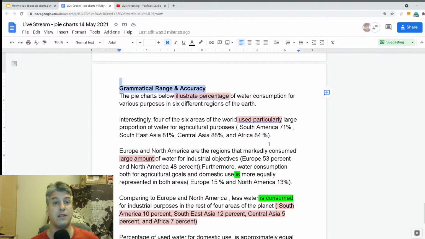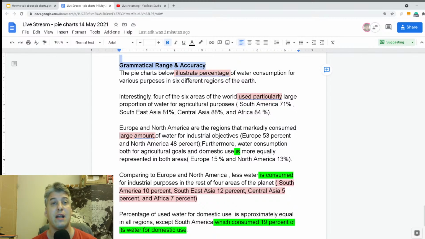Yeah. Okay, so moving on to the next paragraph here. So there's one big grammatical mistake here. "So Europe and North America are the regions that markedly consumed large amount of water." So we could do 2 things here. We could say "consumed large amounts of water," so maybe we're missing an S on "amount," or we could say "the largest amounts of water." We could use a superlative, and this would improve the score probably, because comparatives and superlatives really make sense here.